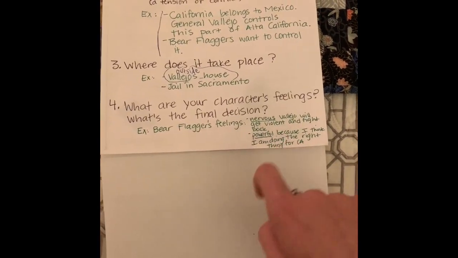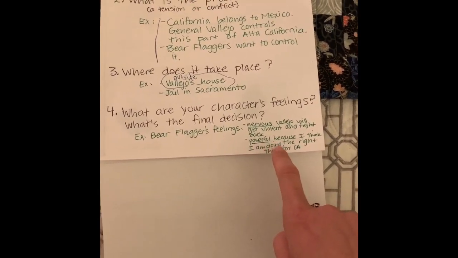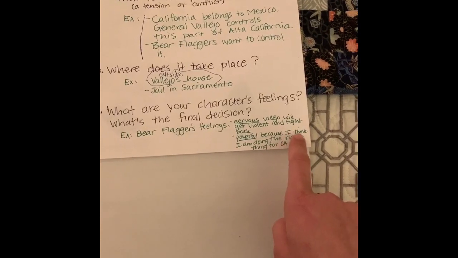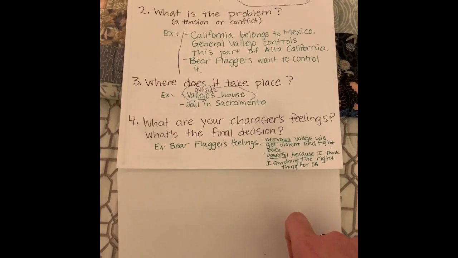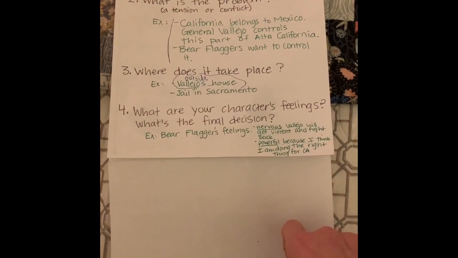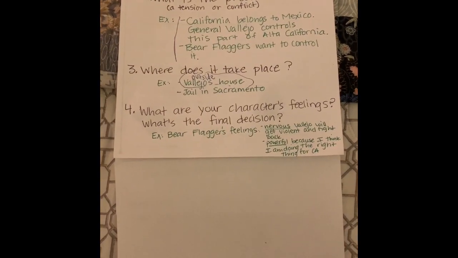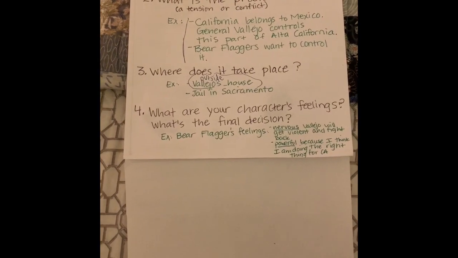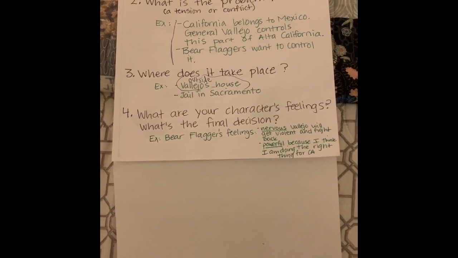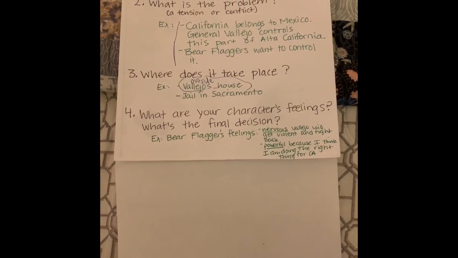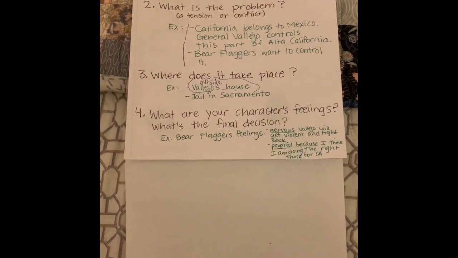control. The second part is I think my bear flagger's also feeling powerful, because I think as the bear flagger, I am doing the right thing for California. I'm doing what needs to be done. And I'm with all these other bear flaggers who are going to do it with me. So sometimes when you're in a group, you can feel powerful and you all go do something together, like right before you play a sport game or something. Well, that's how I feel. I feel powerful and nervous. I can feel two very different feelings at the same time.